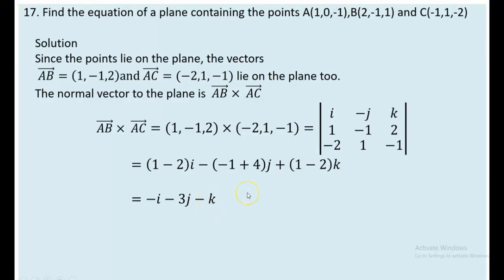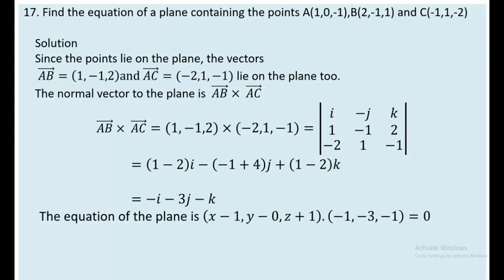So here, students, the coefficient of i, which is minus 1, can be taken as A, and B can be minus 3, and C can be minus 1. So this vector can be a normal vector to the plane, because so long as the vectors lie on the plane, the cross product of the two vectors is not only normal to the vectors but also perpendicular, or normal, to the plane.